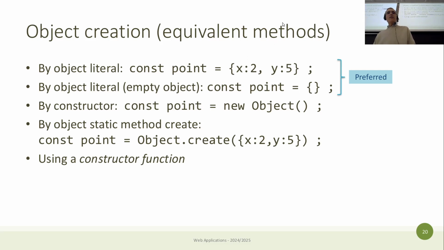And how can we create objects? Just for completeness, there are library methods, functions, as in other languages, that allow you to create objects. You can say new Object, or you can say Object.create and pass an object. This is a bit less useful. Or you can use a constructor function, which is the last topic, really the last slide of this set.